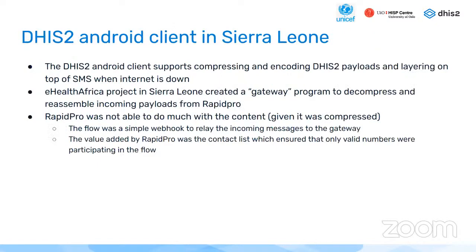The DHIS2 Android client in Sierra Leone: the reason why this was interesting is that we talked a bit about the limitations of SMS, and particularly if you're talking about it being human readable or even human typable, right? Making these complex SMS encoded messages is quite tricky. But people have used SMS in more innovative ways, I guess. And one of the things actually supported out of the box with the Android client is where there is no TCP/IP internet access, it is actually possible to take fairly standard DHIS2 payloads from the data entry form and simply compress them and layer them on top of SMS messages and send them that way.